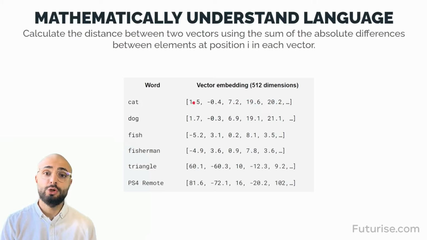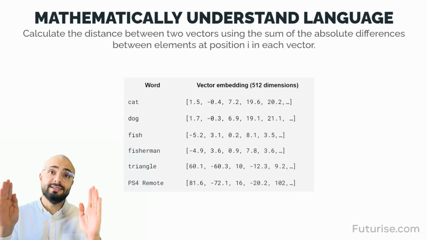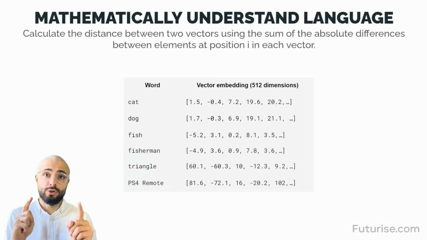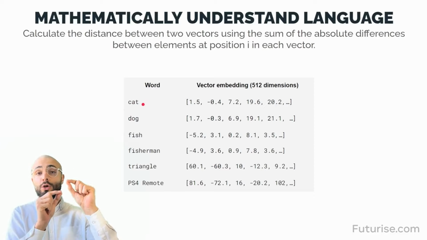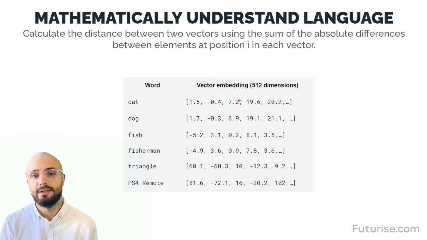Now, what you can do is you can subtract 2 vectors, one vector minus another vector. You'll be able to quantify the distance between those 2 vectors, and then you'll be able to know how similar or how different those words are. So for example, if you take the word cat and dog, because they're both domestic pets, they'll probably be quite similar to each other, quite close to each other in the vector embedding space. So the way you'd calculate that, you'd take 1.5 minus 1.7, and then plus, minus 0.4, plus, minus 0.3, plus 7.2 minus 6.9, plus 19.6, etc.